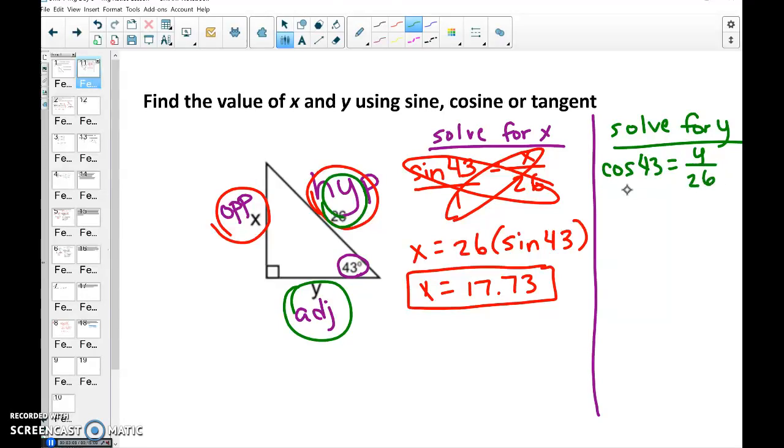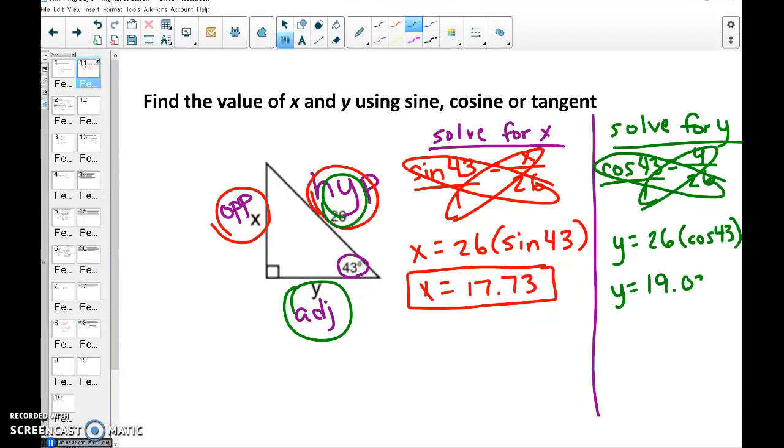All right, so pretty similar format, just a different trig function this time. And so we have y equals 26 times cosine 43. Plug it in your calculator, and you should get 19.02.